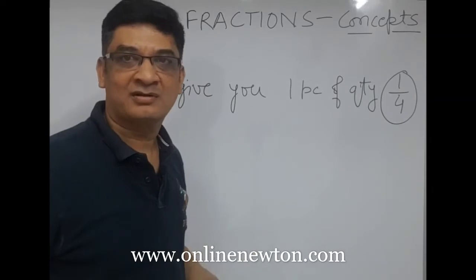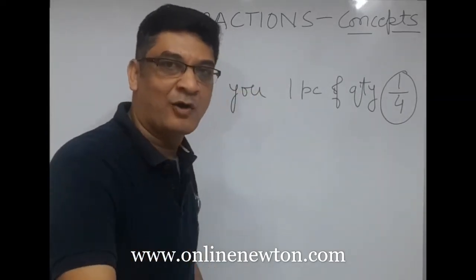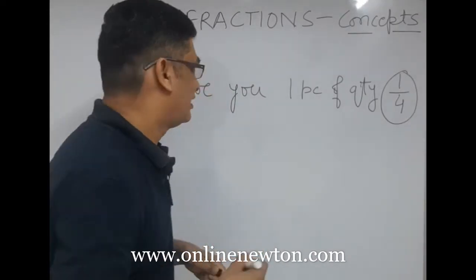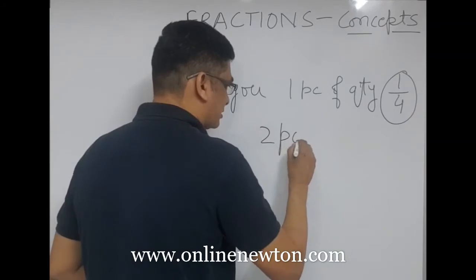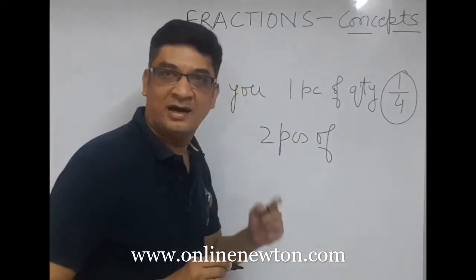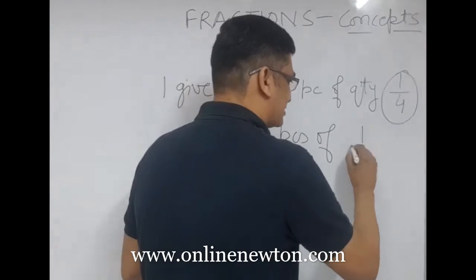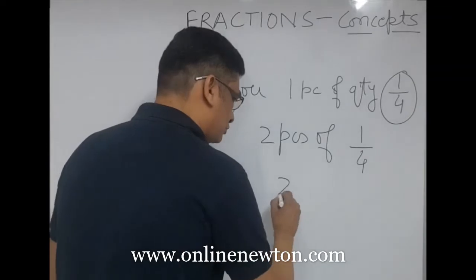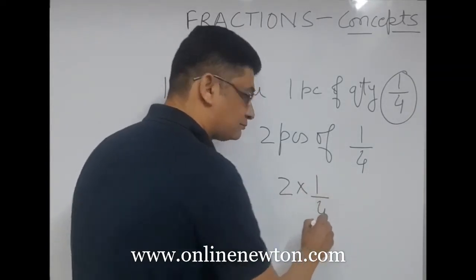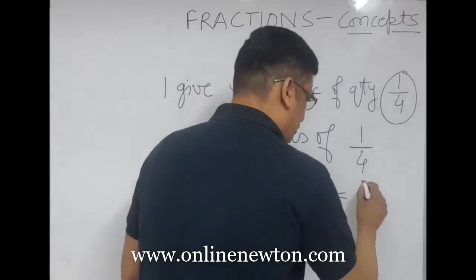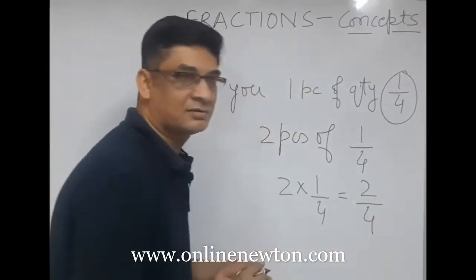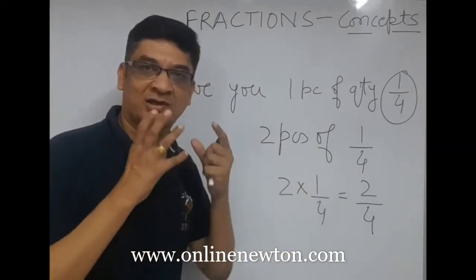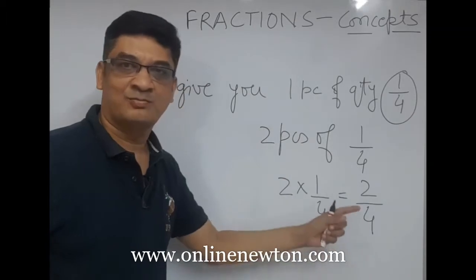Now she is asking for more. So I give her one more. Now how much have I given? Now I have given her 2 pieces, and how much is the quantity of each? Quantity of each is 1 by 4. So this can also be written as 2 into 1 by 4 or 2 upon 4. So now she has 2 pieces of 1 by 4. How much have I given her? 2 by 4. The total quantity which has gone to her is 2 by 4.